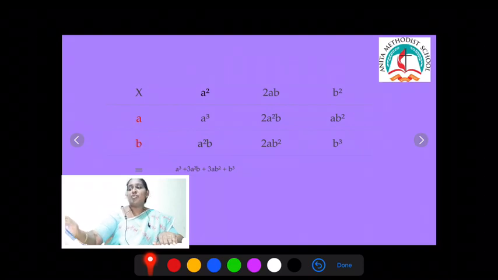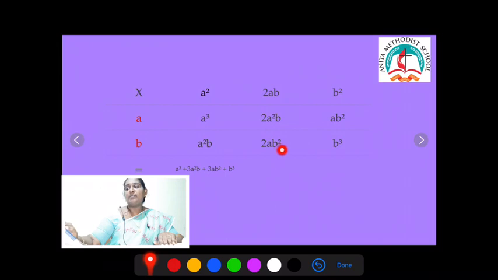Then with the b you are going to multiply. b into a square b, b into 2ab is 2ab square, b into b square is b cube. Now add it, children. A cube, you got it, a cube here. Now like terms: a square b plus 2a square b is 3a square b. Then ab square plus 2ab square, you got it, 3ab square, plus b cube.